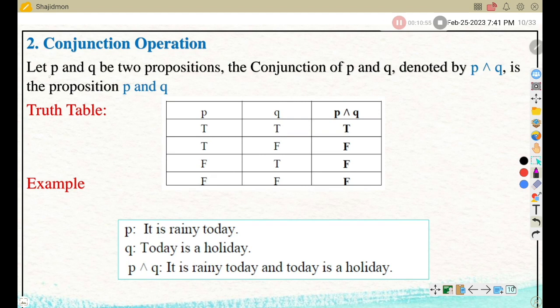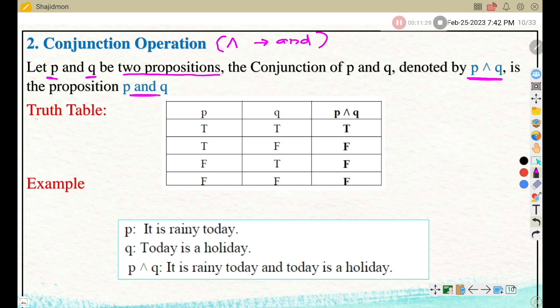Conjunction operator. So, the conjunction operation, let me discuss. P and Q are the two propositions. Conjunction operation means P and Q are two propositions. The conjunction of P and Q is denoted like this, P ∧ Q. This symbol we are using, P and Q. It is the proposition P and Q, reading like this, P and Q. That means this conjunction symbol, we are reading it as the AND symbol. It is like intersection and. Okay, so we can see this one.